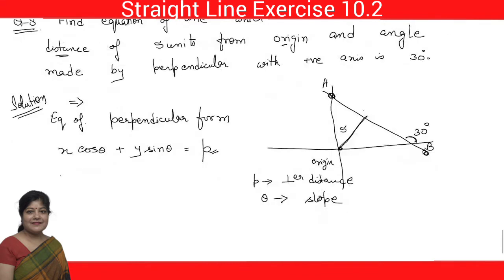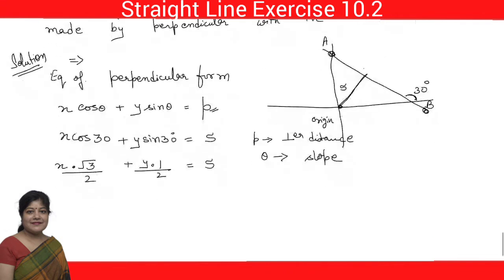So x cos 30 degrees plus y sin 30 degrees is equal to 5. Now what is the value of cos 30 degrees? Root 3 by 2. Sin 30 degrees is 1 by 2. So root 3 by 2 x plus 1 by 2 y is equal to 5. Now we multiply with 2, we get root 3 x plus y is equal to 10. So this is our answer, the perpendicular form of the line.